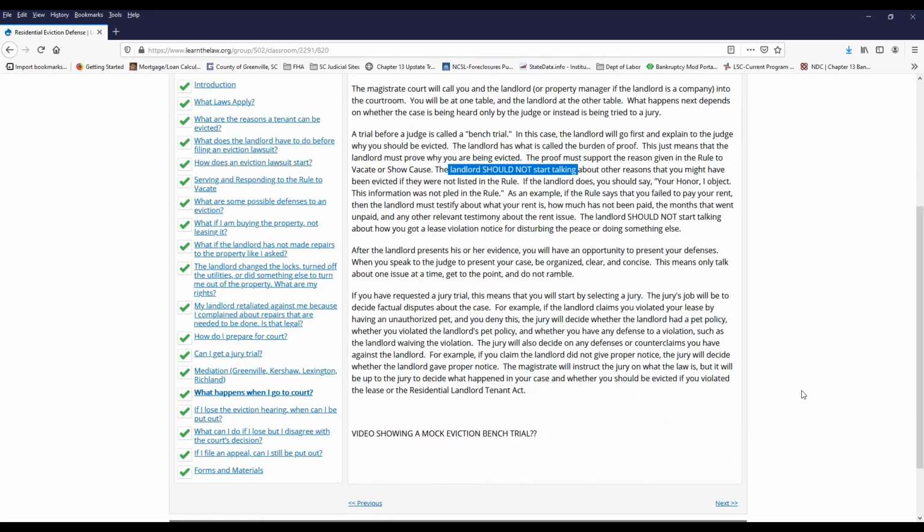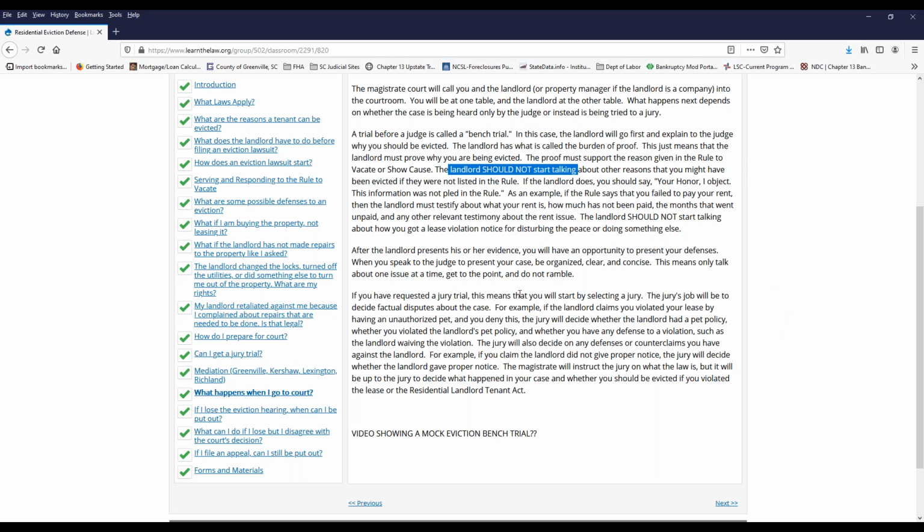After the landlord presents his or her evidence, you'll have an opportunity to present your defenses or counterclaims, and you want to be clear and concise and organized. That's why we recommend coming up with an outline of the arguments you want to make and the evidence that will support your arguments. Because judges have a tendency to want you to get to the point, you don't want to ramble. You don't want to go on and on. You don't want to talk about every grievance that has come up during the tenancy with the landlord. You want to get to the point and focus on what's important to the judge.